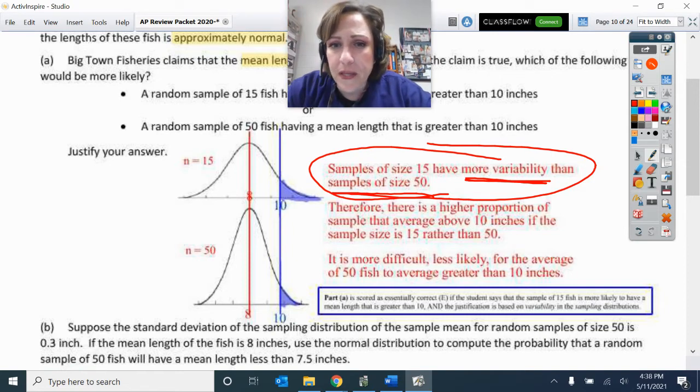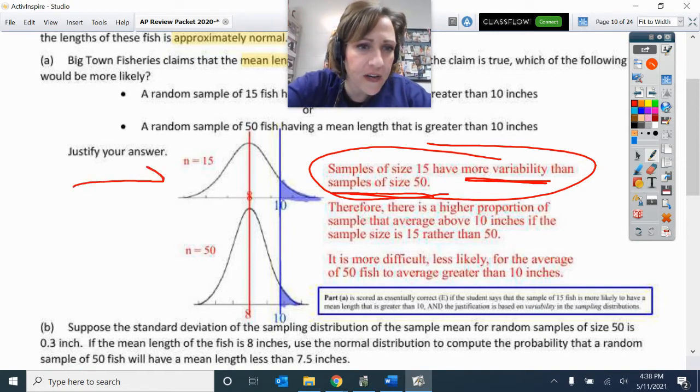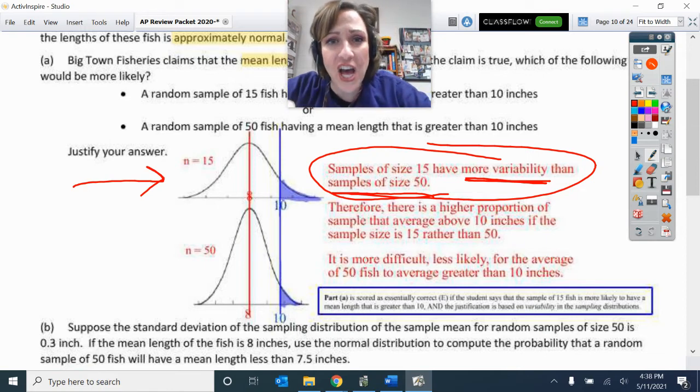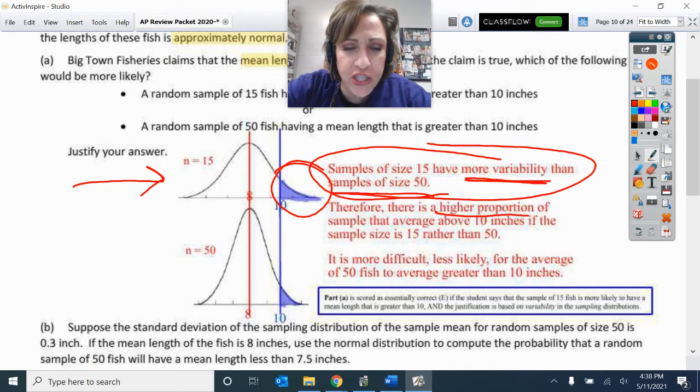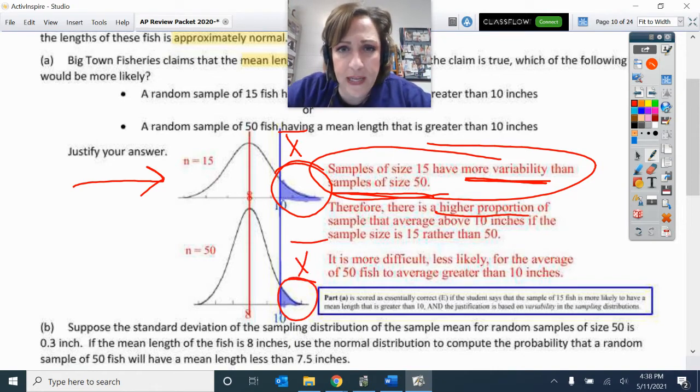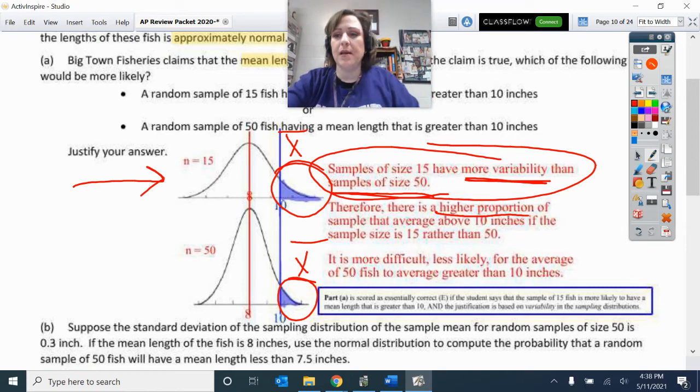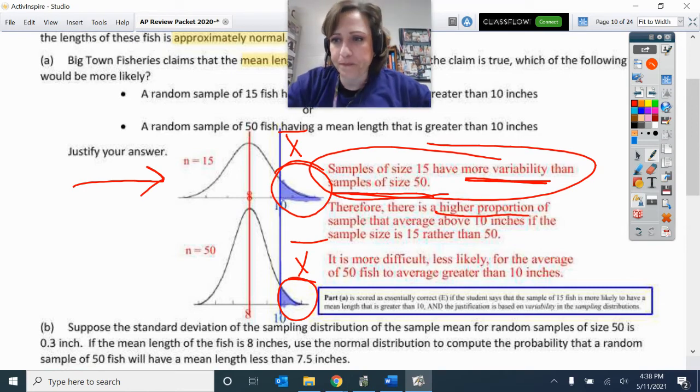So this has more variability. And because of that, there is a higher proportion above 10 inches with this sample mean than this one down here's sample mean. Now, I stated it backwards. I said it's more difficult to be down here instead of saying it's more likely to be up there. But it's the same idea.